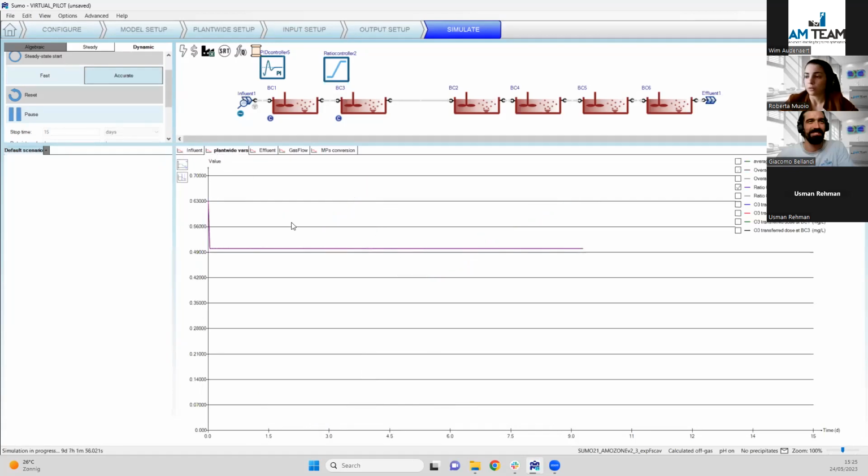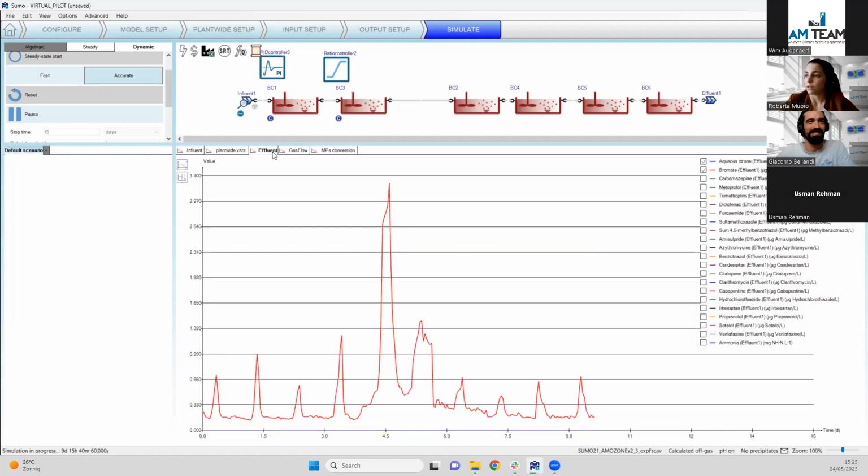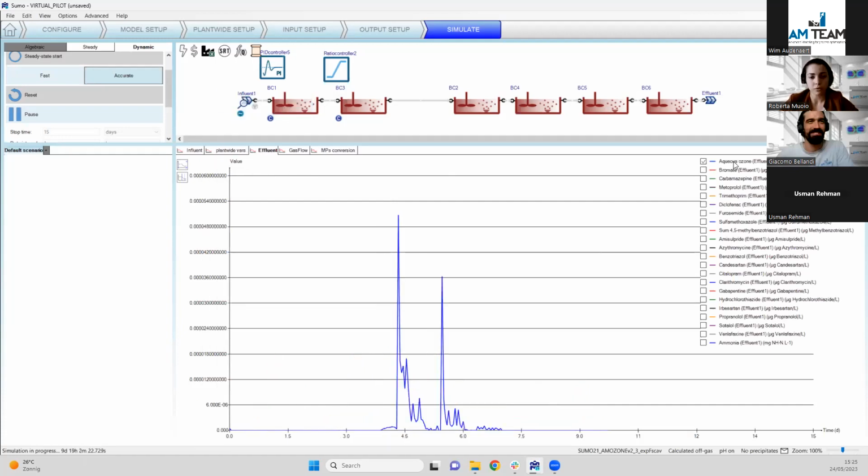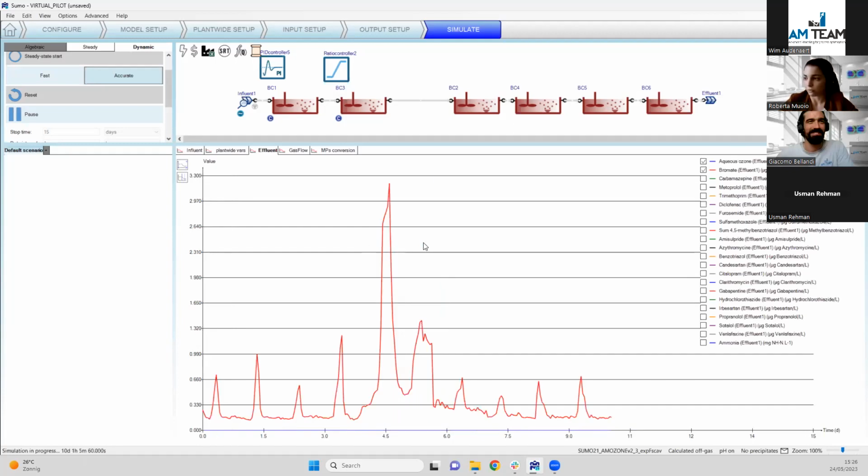Now we're running a simulation with a PID controller, which means it's a DOC proportional controller with a set point of 0.5, so the ozone to DOC ratio is 0.5. Then we can look at some effluent variables, like the ozone residual, making sure that all the ozone is being depleted and consumed before it gets discharged. We can also look at bromate formation, for example.